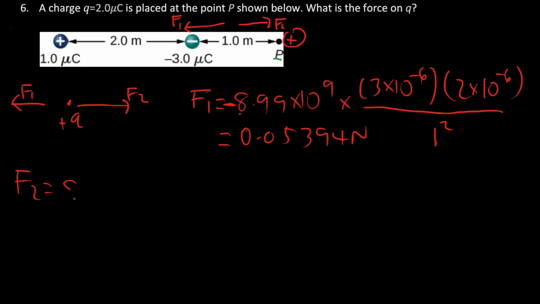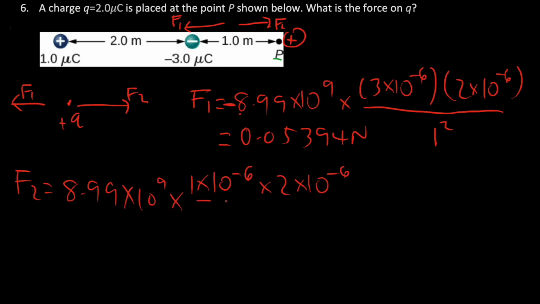And now we can also calculate F2. So F2 is going to be equal to 8.99 times 10 to the 9th power times 1 times 10 to the negative 6th power, so 1 microcoulomb here, times 2 times 10 to the negative 6th power over r squared. So 2 plus 1 is equal to 3. 3 squared is equal to 9. And this should give us a value of 0.001997, actually 8 Newton. Right.